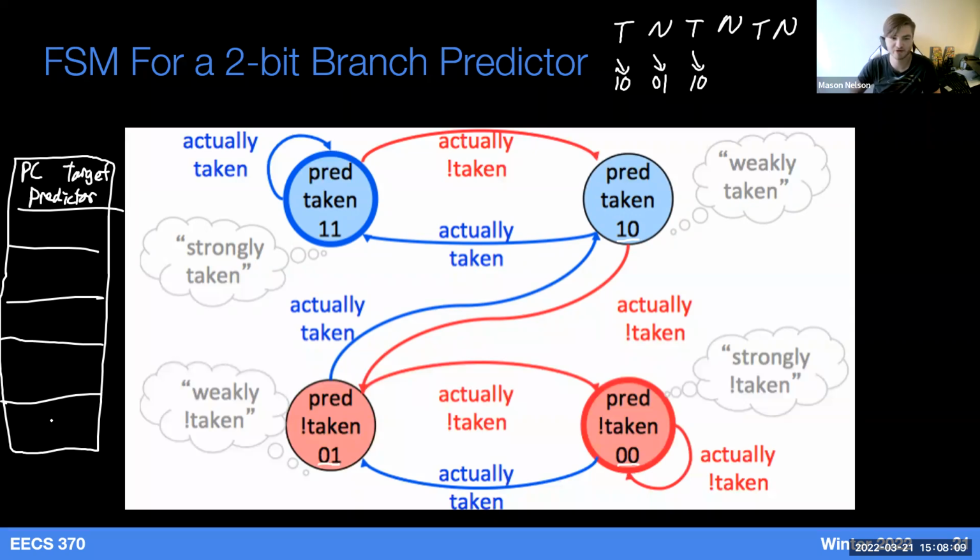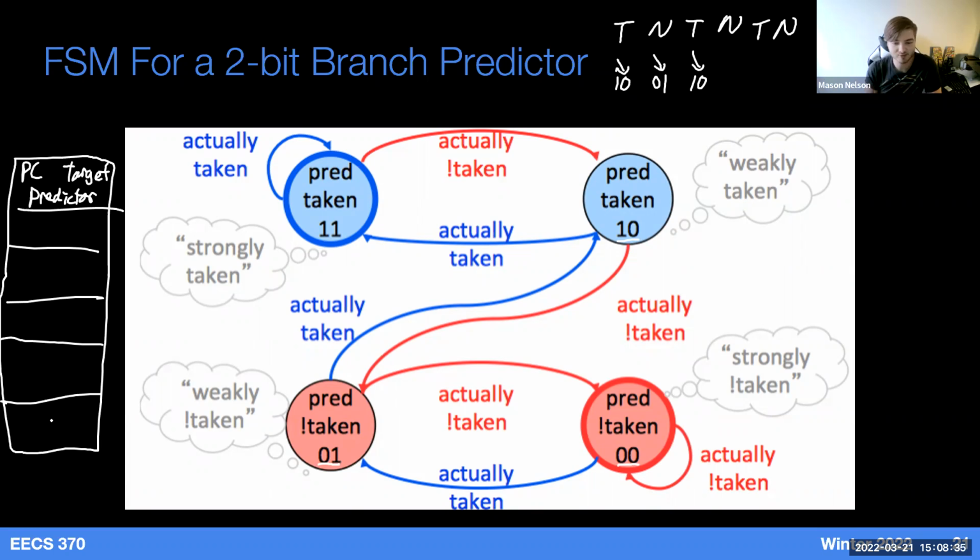And so this would allow us to predict on an individual level with respect to each branch. So if you have, for example, one if statement that's pretty much always taken, and then another if statement that pretty much never is taken, then we could predict each of them correctly most of the time without having them affect each other. And that would be a pretty good scheme for a branch predictor.